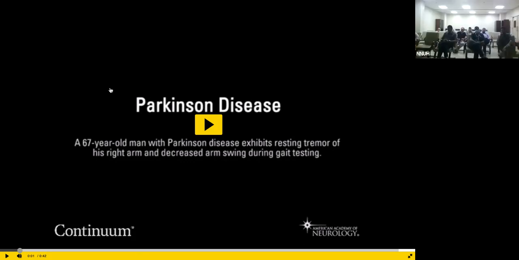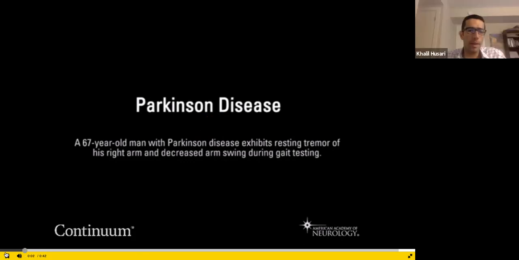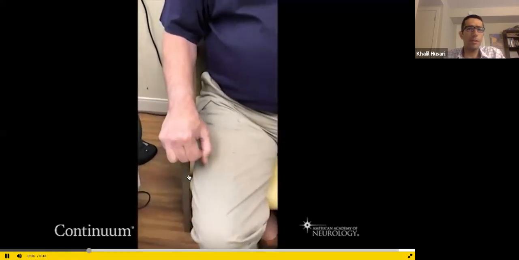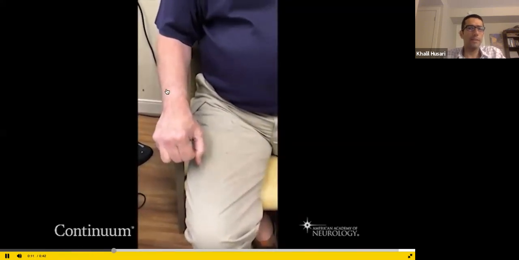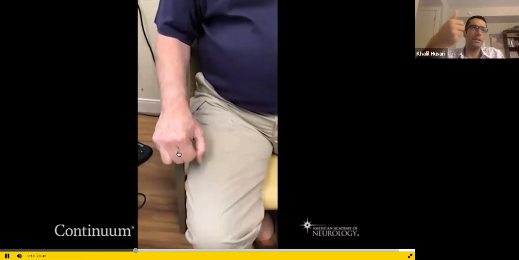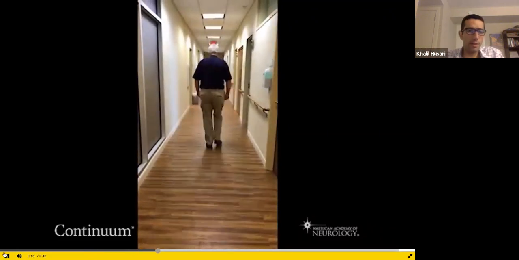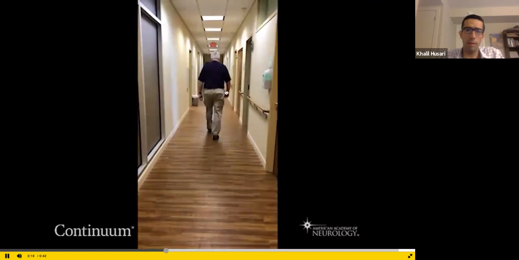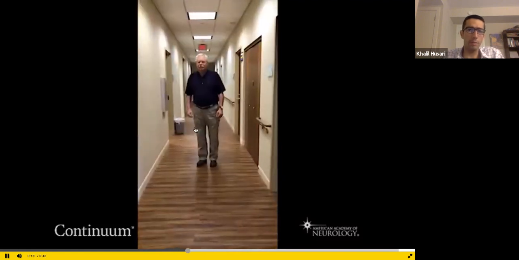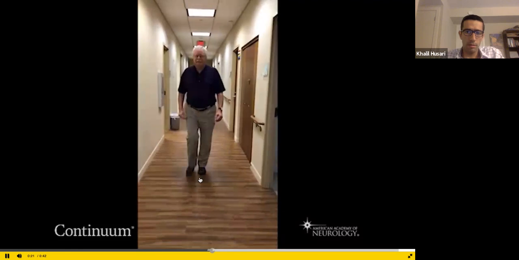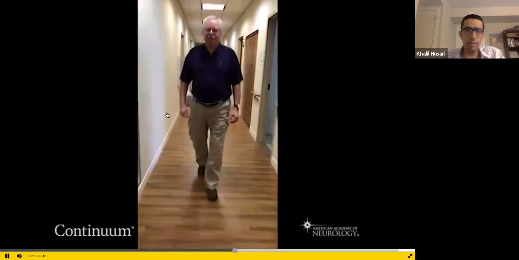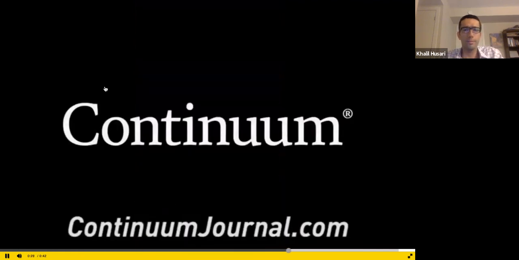Okay, so let's see another video, fairly same thing. So here we have an asymmetric tremor as well in the hand, and this is a classic pill rolling tremor. And then here we have a tremor upon movement and also upon gait, and we have also decreased arm swing as well. It could be a little bit bilateral, but it's always asymmetric.